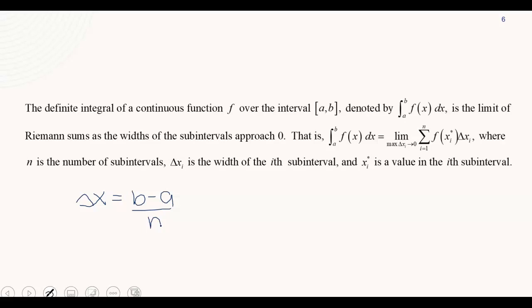So for example, b was 2 and a was 0. Then when we looked at our summation formula, this would be 2 over n. So the n is going to be part of my summation for my limit.